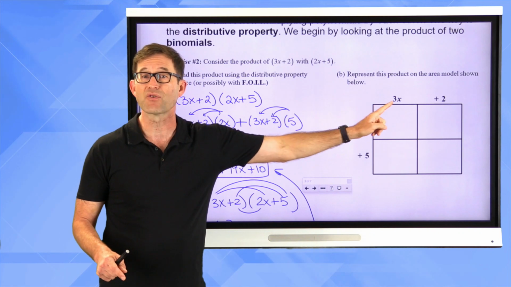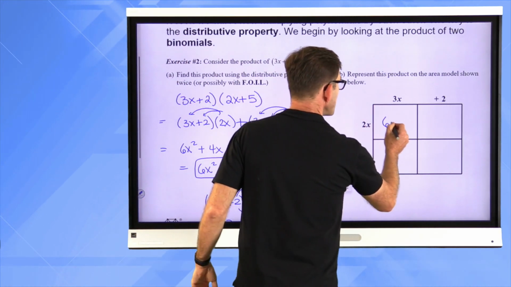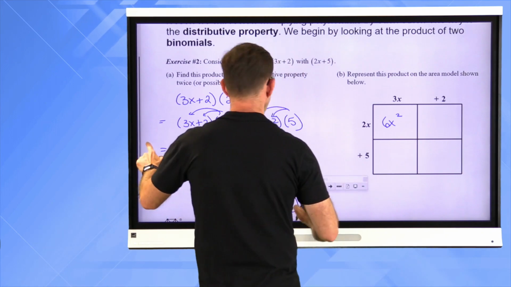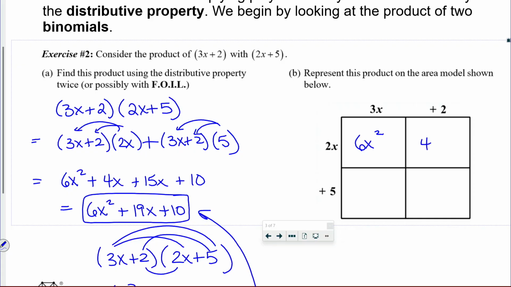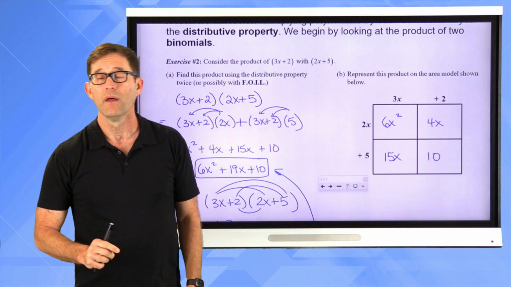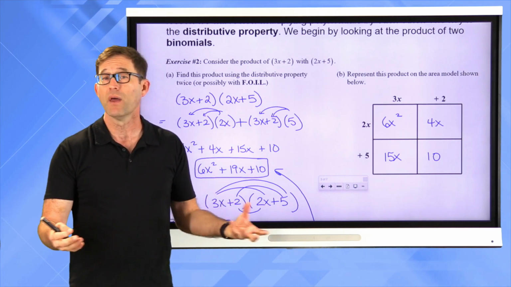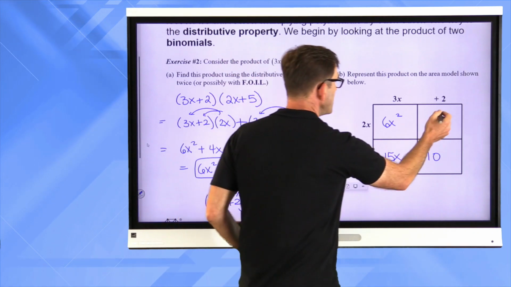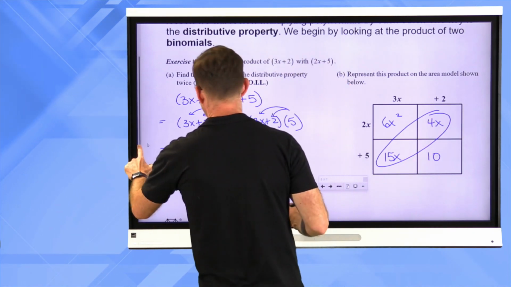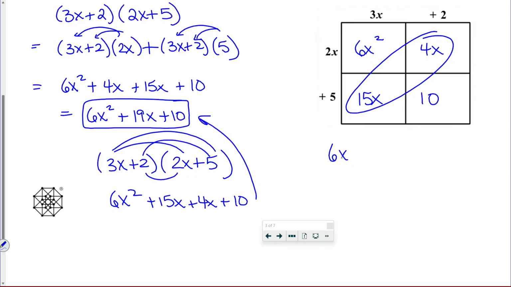So 2x times 3x would give us an area in this particular rectangle of 6x squared. 2x times 2 would give us an area here of 4x. 3x times 5 would give us an area here of 15x. And 5 times 2 would give us an area of 10. Then the idea is that we should combine all these areas together to get our final polynomial. Now, the only two that can actually combine are these two along the diagonal. And that allows us to then say that our final answer is 6x squared. Combining those two together gives us 19x, and then plus 10.